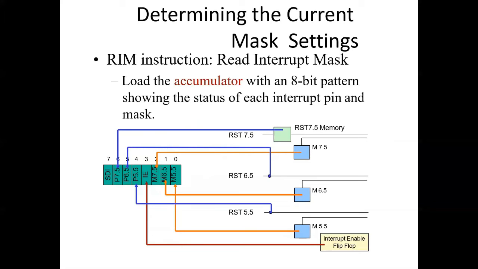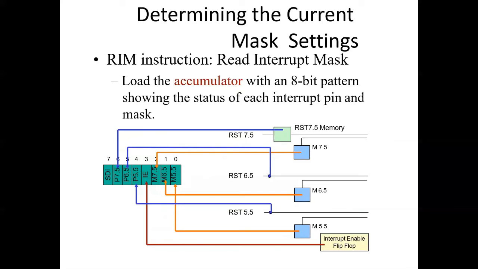Mask status of interrupts. The LS 3 bits of the accumulator are used to provide the mask status of interrupts. Note that they are not used for masking or unmasking. Masking or unmasking has to be done using the SIM instruction. Bit 0 is the mask RST 5.5 or M5.5 bit. If this bit is equal to 1, it means that the RST 5.5 interrupt has been masked. If M5.5 is equal to 0, the RST 5.5 interrupt is unmasked.